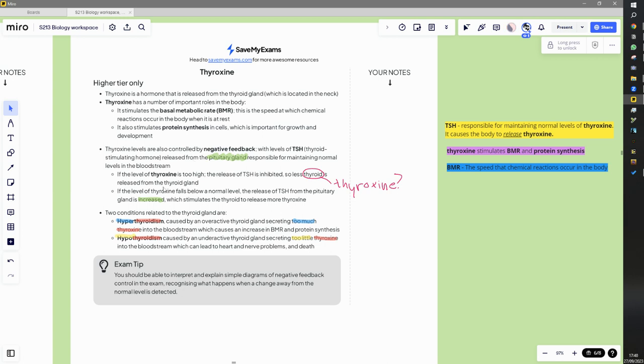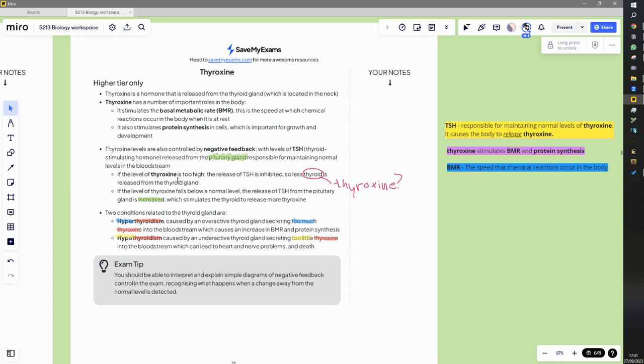It doesn't say it very clearly until you read this part here. It says earlier on that it's responsible for maintaining normal levels of, and it just says normal levels, but normal levels of thyroxine. So TSH maintains normal levels of thyroxine. Now, does that mean it stops thyroxine from being produced, or does it mean that it increases the amount of thyroxine being produced, or does it do both?